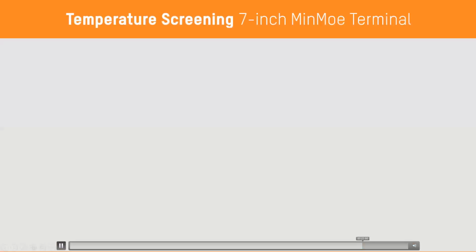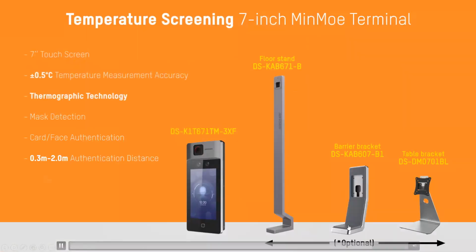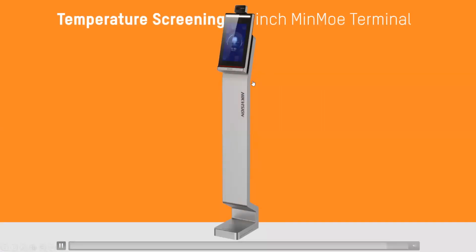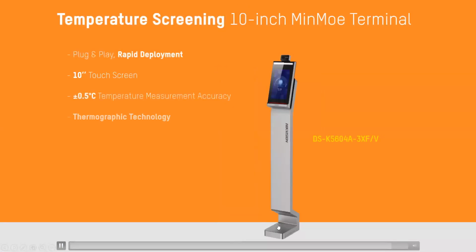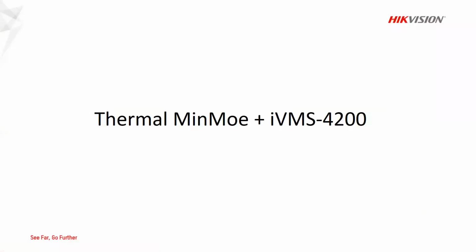So the product, as I already showed you before, this is the 7-inch, with the floor stand, the table bracket, and the turnstile bracket. And then for the 10-inch one, the all-in-one version, it comes together with the floor stand. Okay, so I hope you now get more understanding of the features on the thermal MIMO, and let's see how we can program it in our free software iVMS-4200.